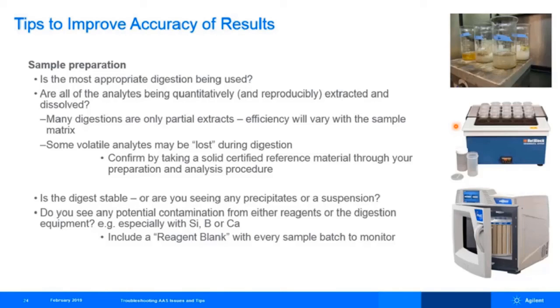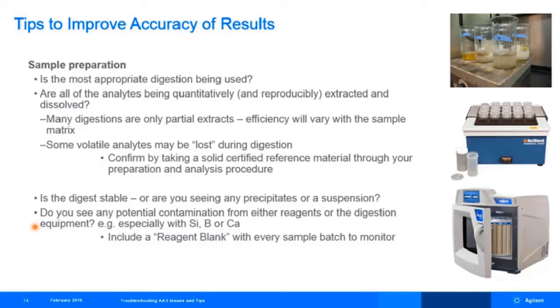And that's also just as important if you're working with a block digestion system, or even if you're working with a microwave digestion system. So you want to check to see whether all of the analytes are being quantitatively extracted and dissolved, or whether there's the chance that some volatile analytes are being lost during the digestion process. To do that, you want to take a solid certified reference material through your complete sample preparation and digestion process. If you see any loss of analyte or even some contamination, then you'll be able to see that from the results that you get for that particular material.